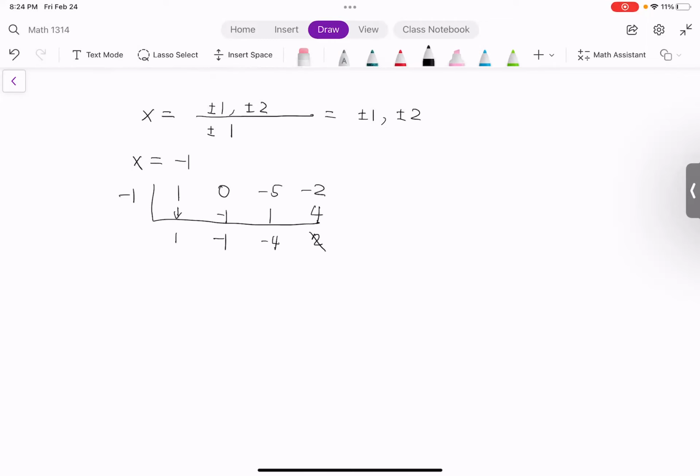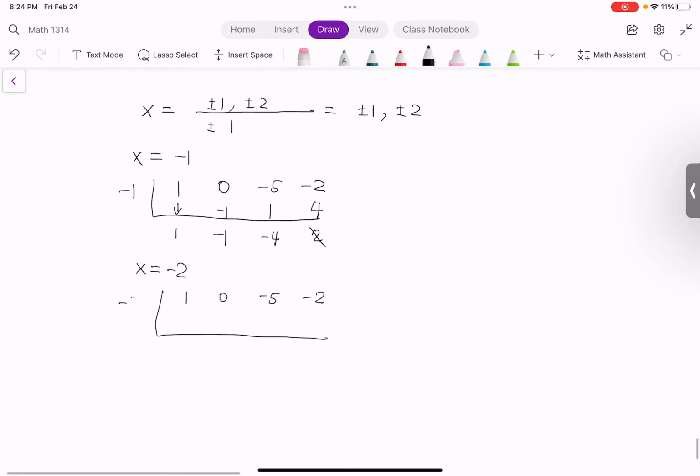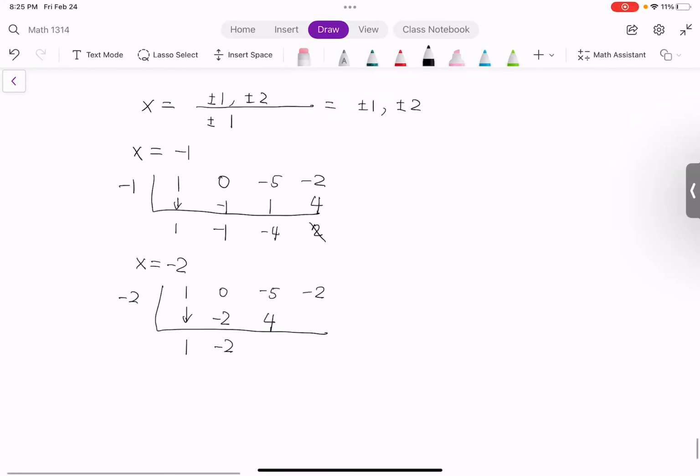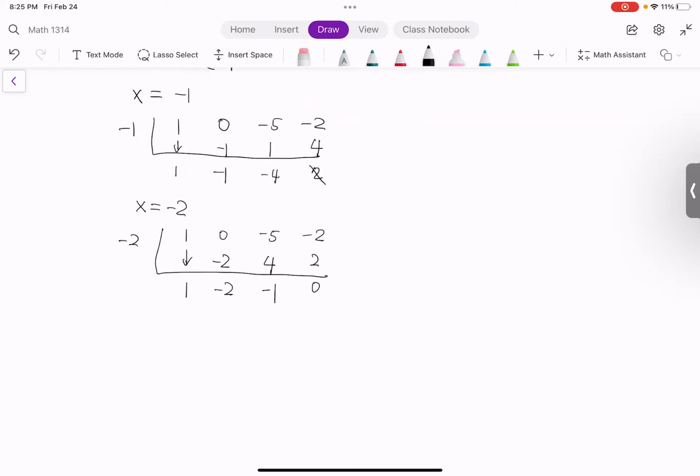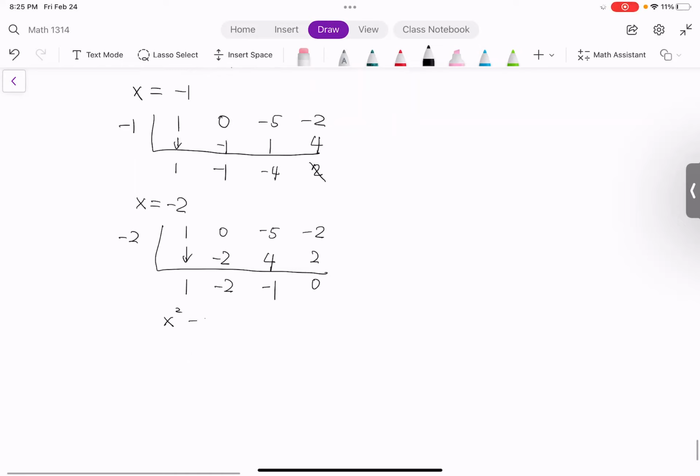Okay, let's try x equals -2. And then we have 1, 0, -5, -2. Put -2 here. Bring down the 1. -2 times 1 is -2. 0 plus -2, -2. -2 times -2, +4. -5 plus 4, that's -1. -2 times -1, +2. Yay, we make a 0 here. Okay, so the quotient is x squared minus 2x minus 1.